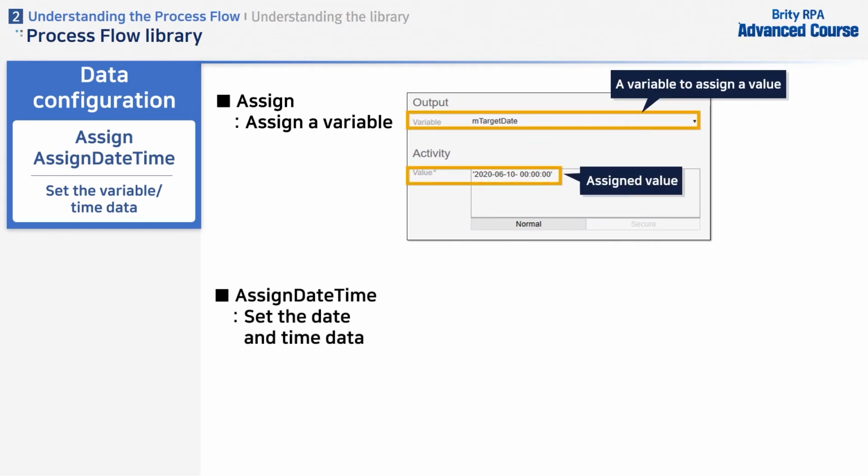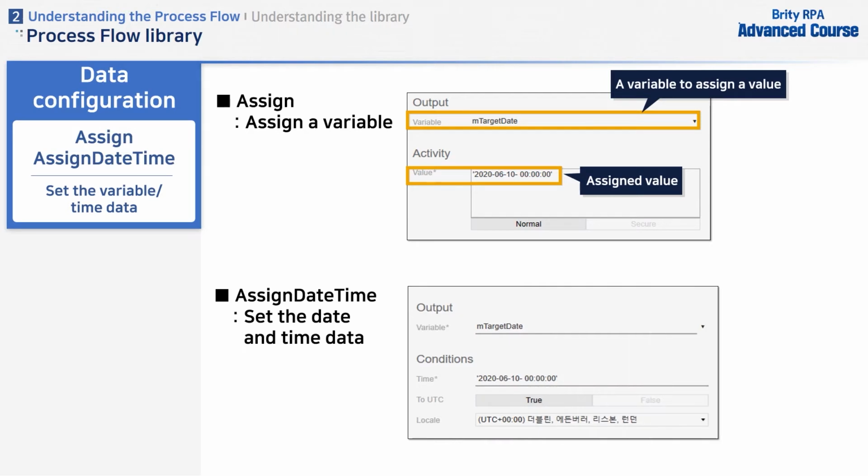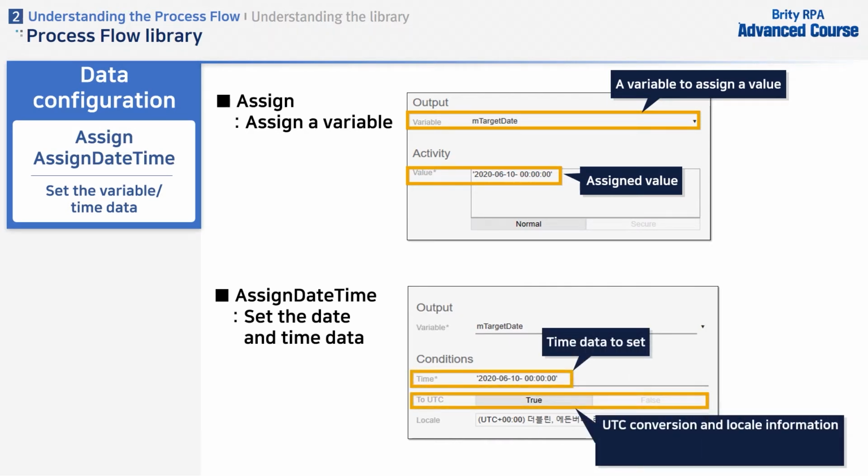The assign date time activity is used to assign date and time data to a variable. In properties, you can set the time data to set and select whether to convert the time data into the UTC format and whether to utilize the locale information. The locale information can be utilized only when the UTC option is set to true.